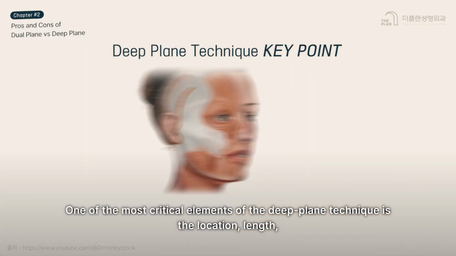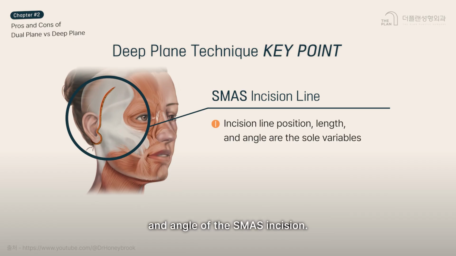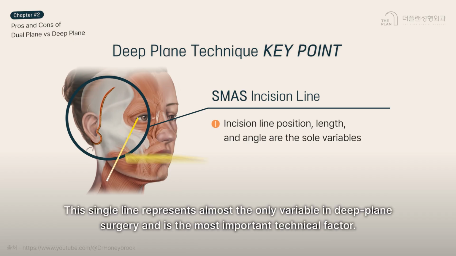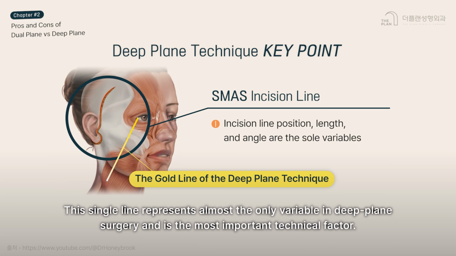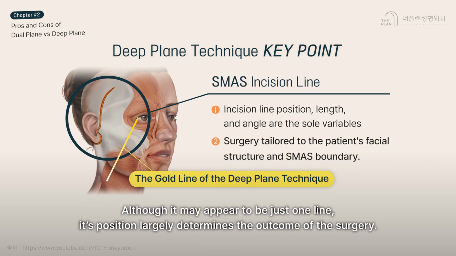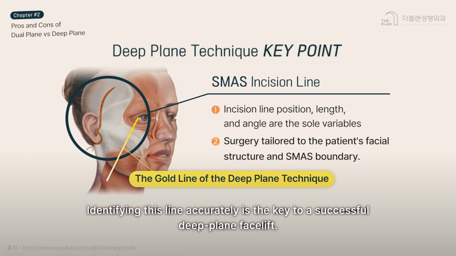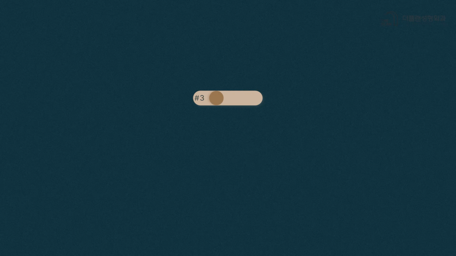One of the most critical elements of the deep plane technique is the location, length, and angle of the SMAS incision. This single line represents almost the only variable in deep plane surgery and is the most important technical factor. Although it may appear to be just one line, its position largely determines the outcome of the surgery. Each patient has different facial contours and varying boundaries between the firm and soft SMAS tissue. Identifying this line accurately is the key to a successful deep plane facelift.